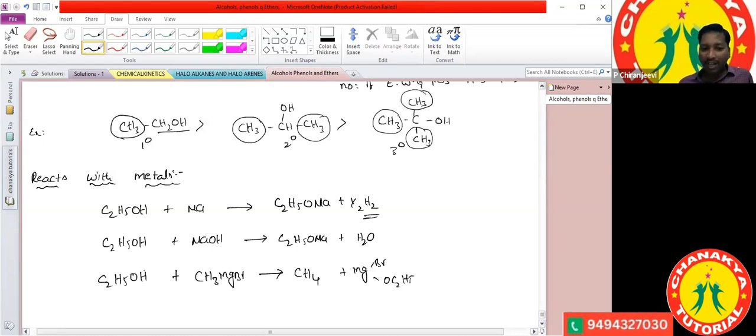How do I say that ethanol is acidic in nature? It comes out in the form of H plus and C2H5O minus. In the Grignard reagent, the metal has the positive charge and the alkyl group gets a negative charge. The negatively charged carbon attaches with the H plus, and the negatively charged ion attaches with the Mg. Then CH3 is converted into CH4. Now we have got the clarity.